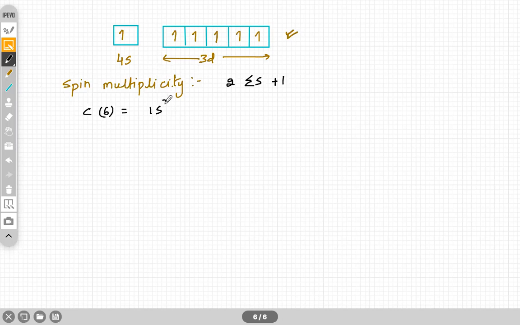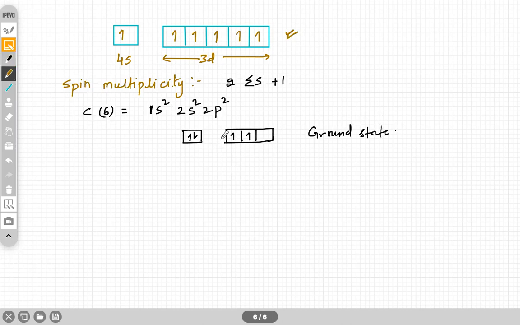That is 1s2, 2s2, and 2p2. The electronic configuration is this. If you draw the box diagram of carbon, that would be this: 1s has 2 electrons, 2s has 2 electrons, and 2p has 1, 1 electron. Right? This is in ground state.